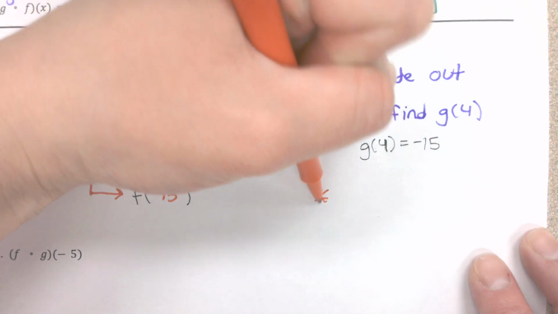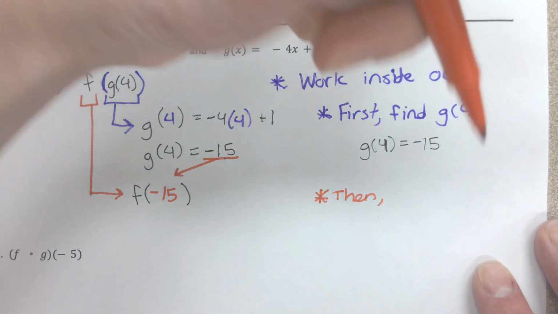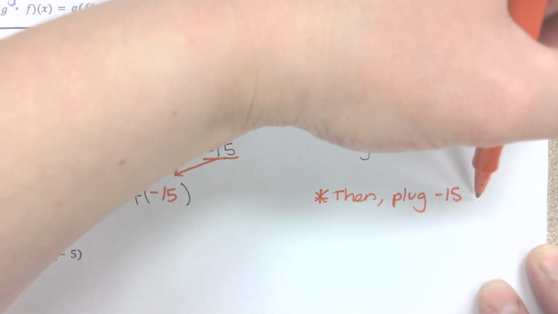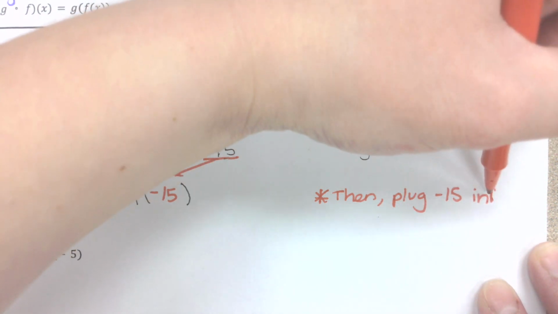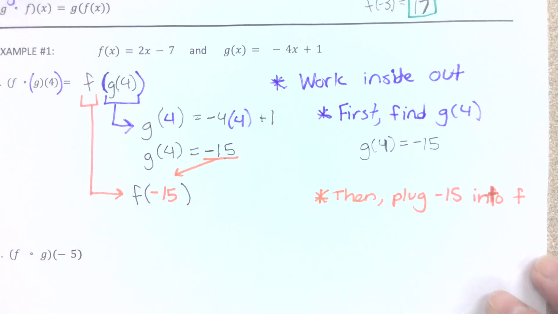So for my last step here, then plug negative 15 into f.